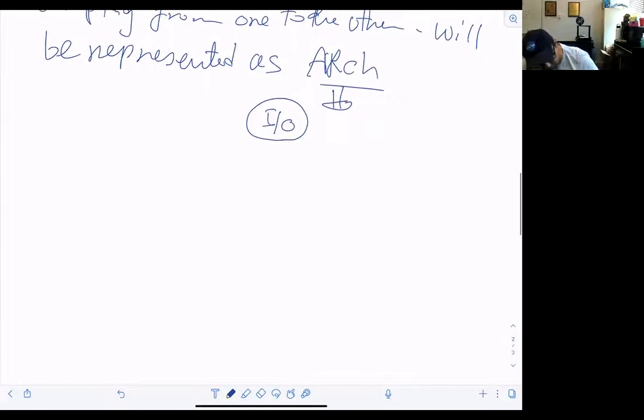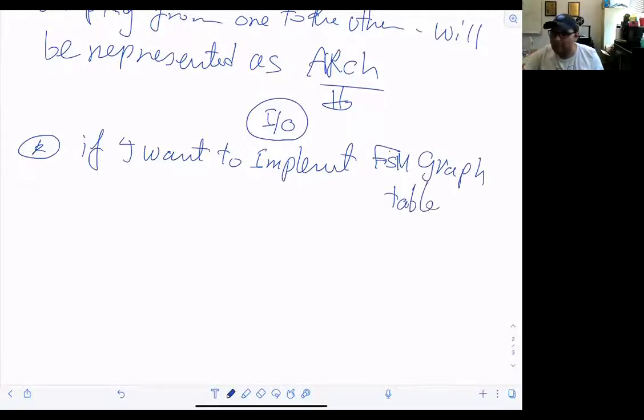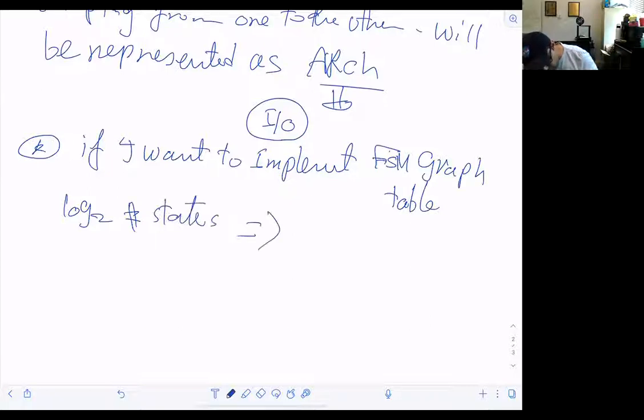Okay. Then we came to the point that if I want to implement the finite state machine graph or table, which are both identical, right? I have to follow the rule of what? Log of the number of states equivalent to the number of flip-flops I will be using in the implementation. Make sense? Yes. I mentioned that last time, right?